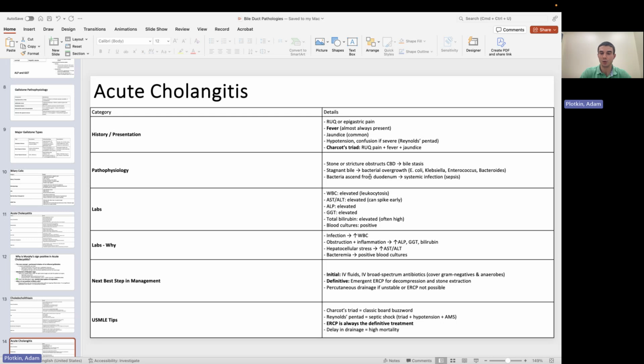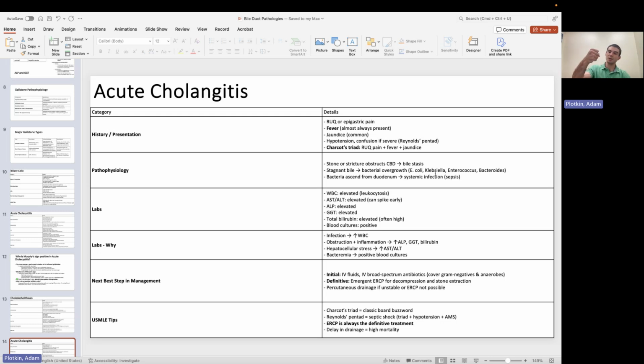So ascending cholangitis, we have a stone or stricture that obstructs the CBD, leads to bile stasis and then bile reflux. That stagnant bile is just a nidus for bacterial overgrowth. Classically, E. coli, Klebsiella, Enterococcus, and Bacteroides. The bacteria ascend from the duodenum, infect the bile ducts, and then can lead to systemic infection. So again, we're going to see fever, jaundice, and right upper quadrant pain.